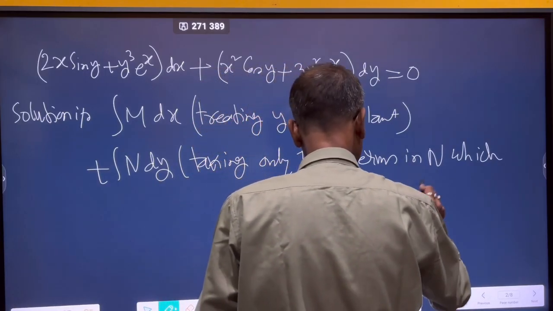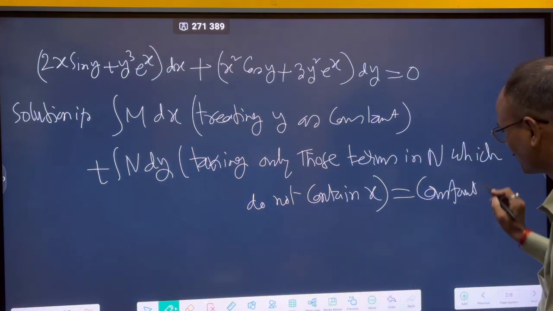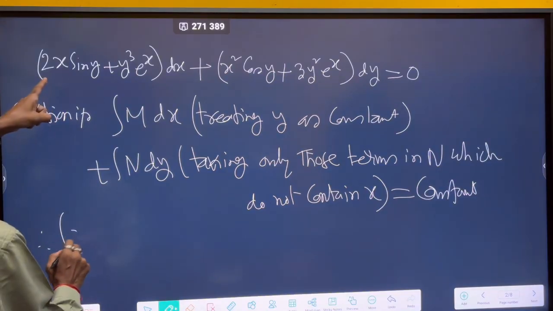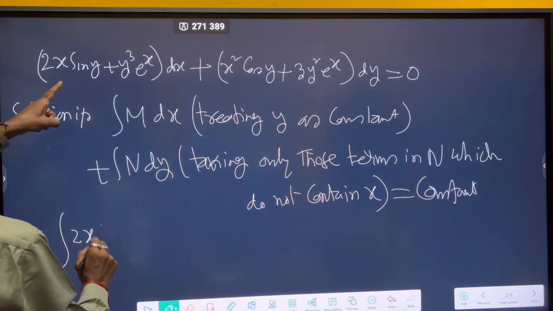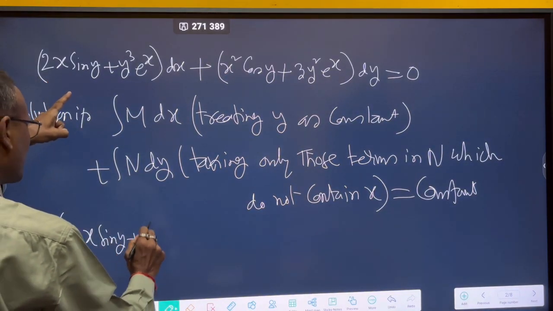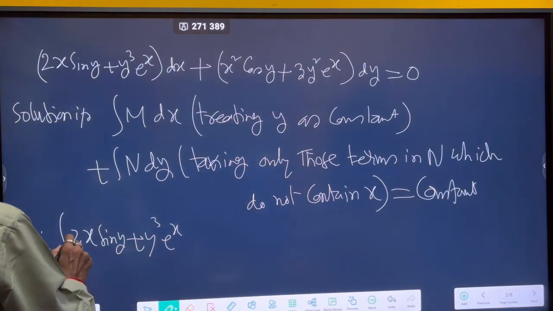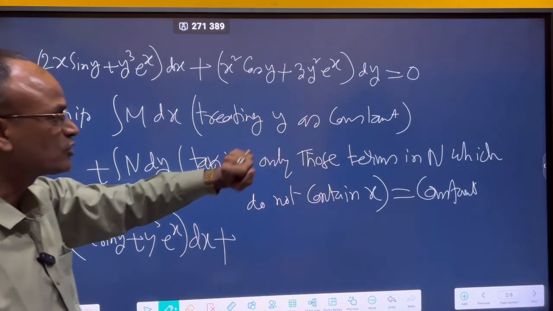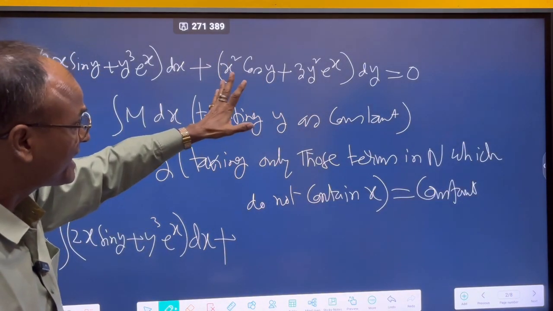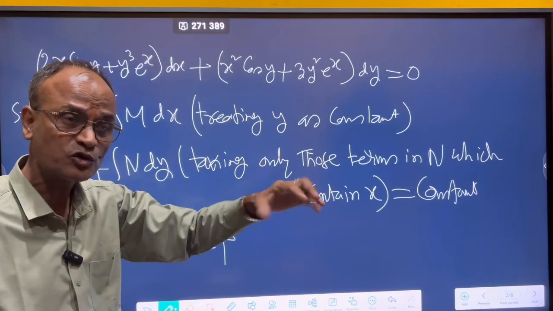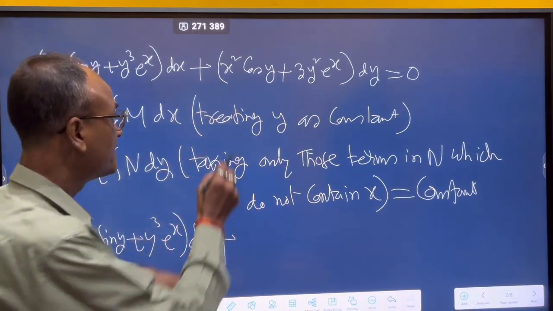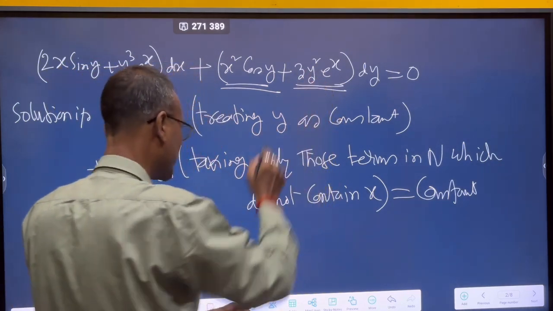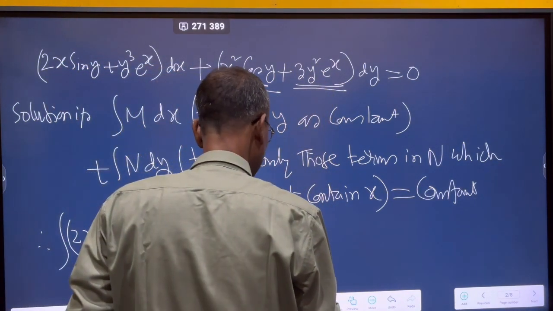Taking only those terms which do not contain x, this is equal to constant. Therefore, here treating y as constant, integrate M dx, that is 2x sin y plus y cube e to the power x dx, plus integrate N dy, taking only those terms which do not contain x. This term, it contains x. This term also contains x. Therefore, it will be 0, equal to constant.